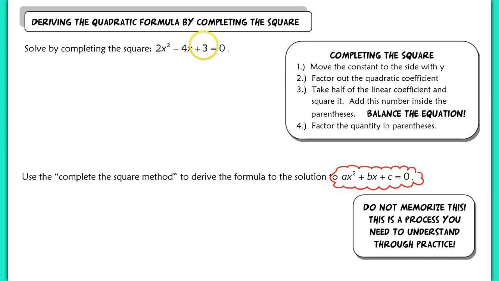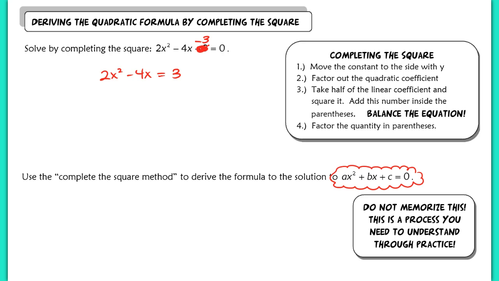Our first step is to move this constant here to the other side. On the directions here it says to move it with the side with y, and that's just if this happens to be a function, okay, if that was equal to y. Now I think I'm going to change this slightly, make that a negative 3 here, okay? So we're going to add 3 to the other side, so we end up with 2x squared minus 4x is equal to 3.